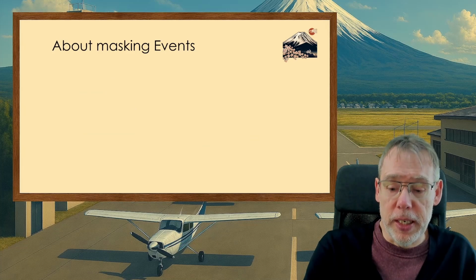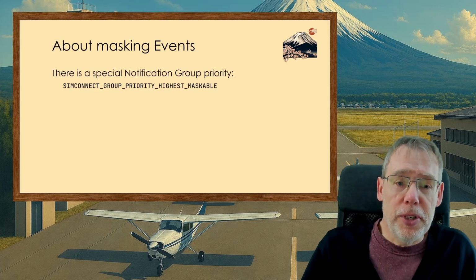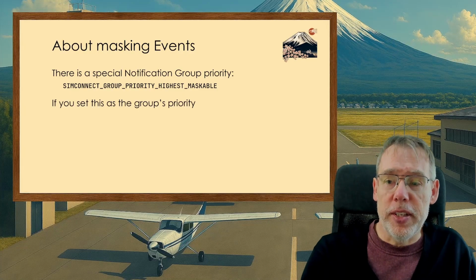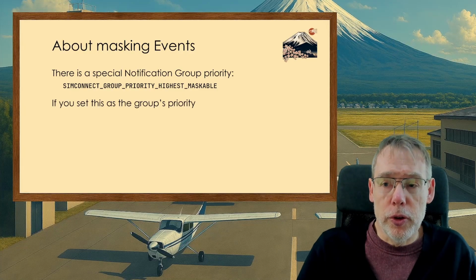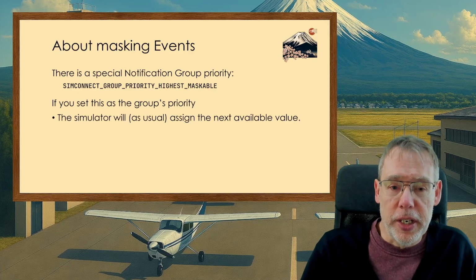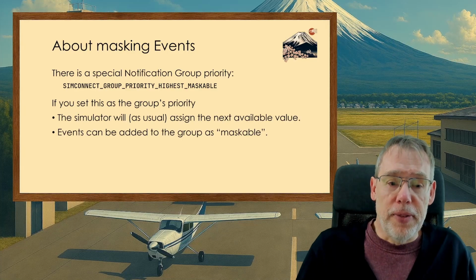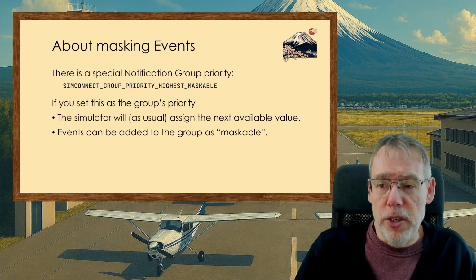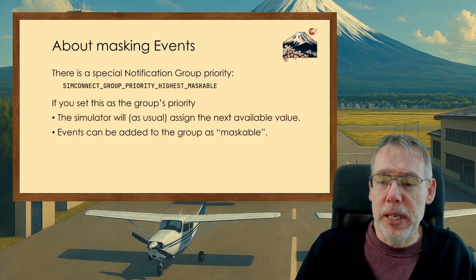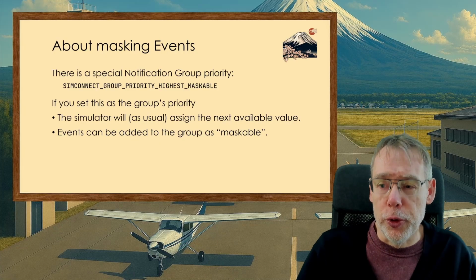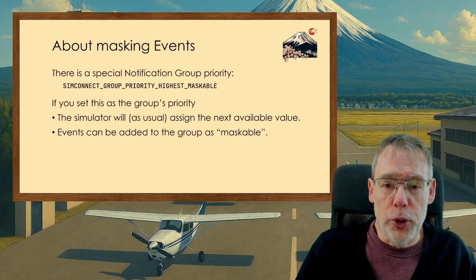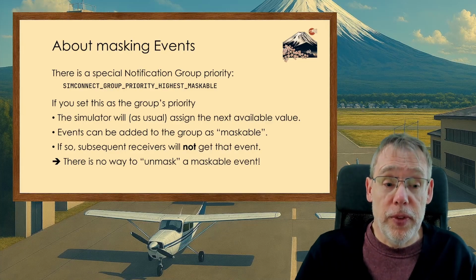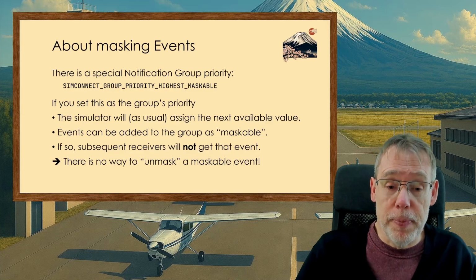Now, about those masking events, there is a special notification group priority called Priority Highest Maskable, and this is then the priority that you would set on your group. As usual, the simulator will assign the next available number, and events can then be added to the group, and there is a separate Boolean parameter that by default is false that makes it maskable. So if you put it to true, then that event will be sent to you, but not by anyone later down the chain. And be careful, as I already said, there is no way to unmask a maskable event.